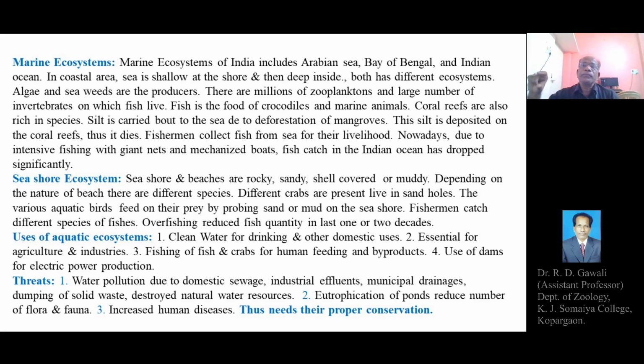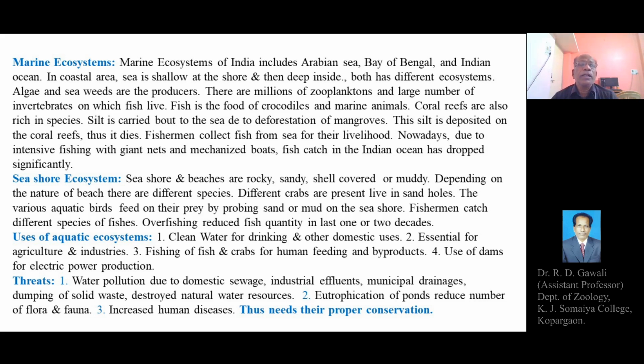So we can differentiate the sea water with consideration of the depth: the shallow waters of the seashore, that is inshore, then just in front is offshore, and further next is the deep sea where the depth of the sea is much more.